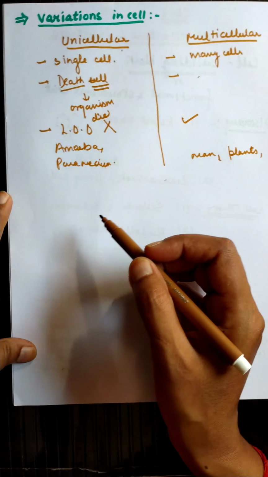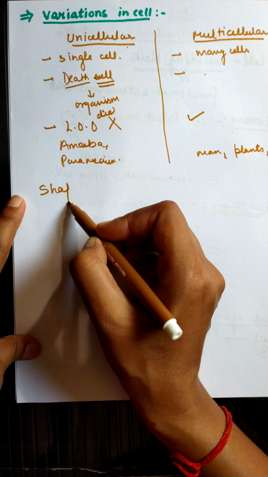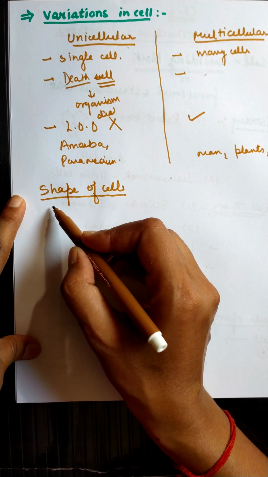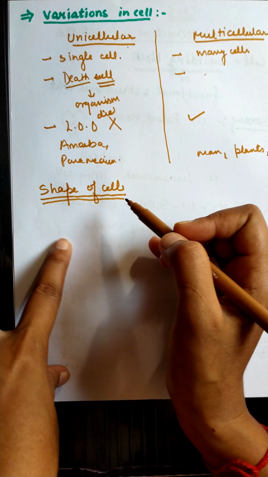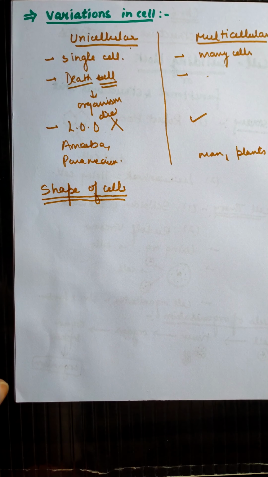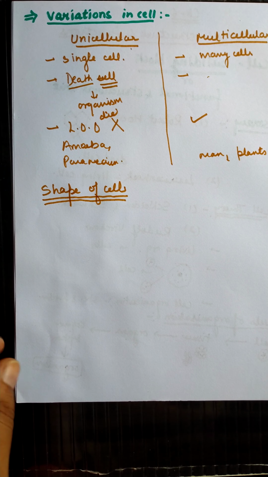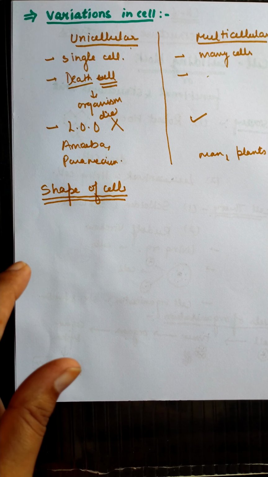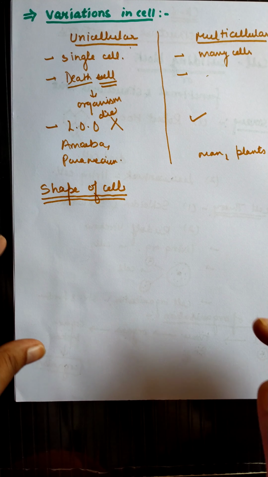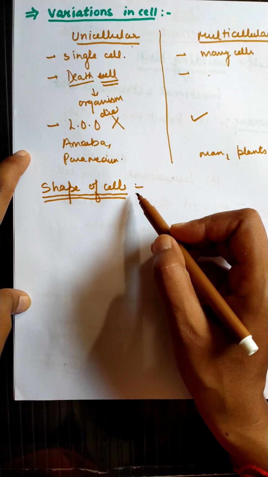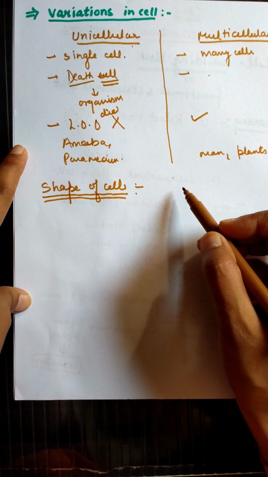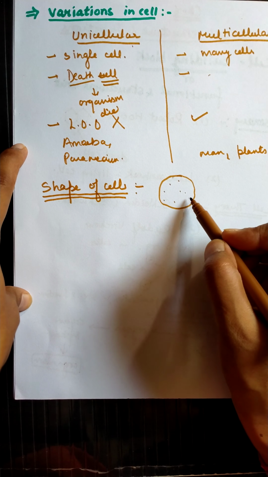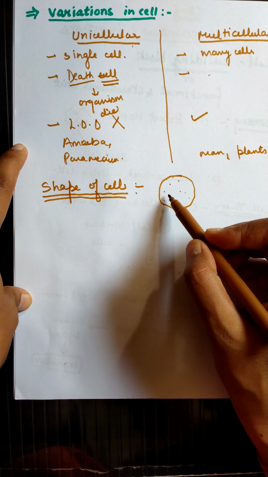Now we will discuss the shape of cells. Students, the cells are of different type of shapes. Cells are found in different type of shapes. In multicellular organisms, different type of cells have different type of shapes according to the function they perform. For example, if we consider the skin cell, skin cells are generally thin and flat.